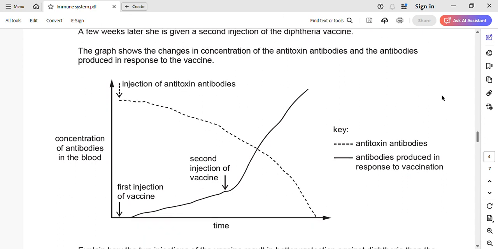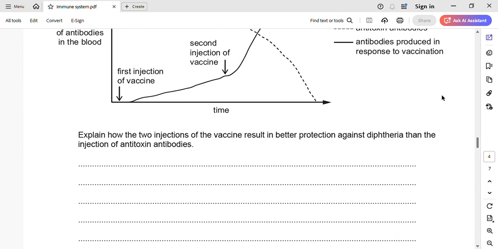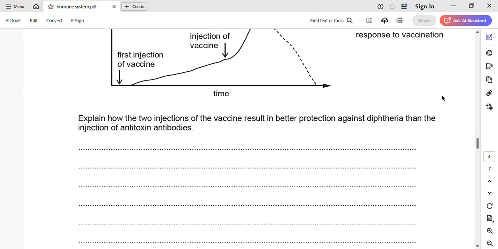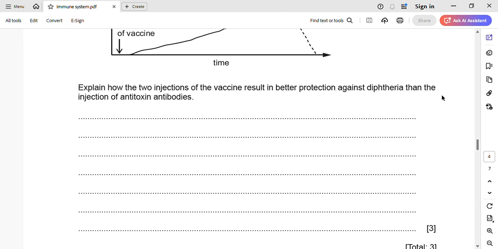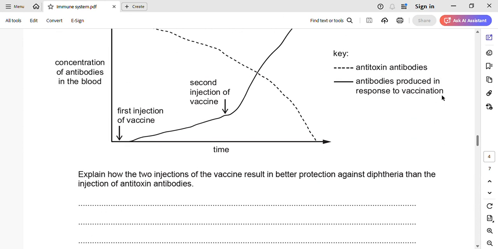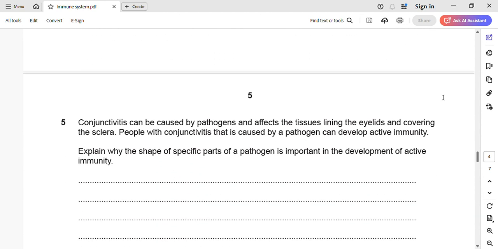Here they show the injection of antitoxin antibody, and the concentration of antibodies in the blood is decreasing, whereas the antibody response to vaccination is increasing, right? The question is: explain how 2 injections of the vaccine result in better protection against diphtheria than the injection of antitoxin antibodies. They are asking what the difference is between the two when the vaccine is given and when the antitoxin is given.